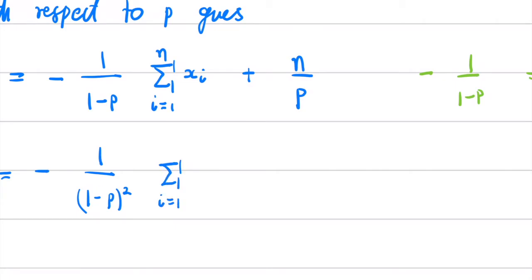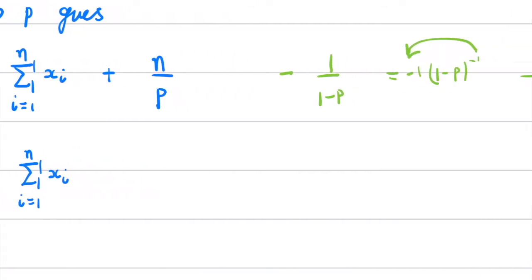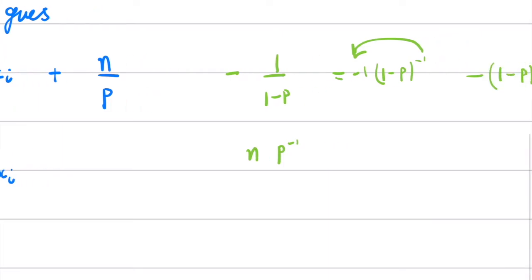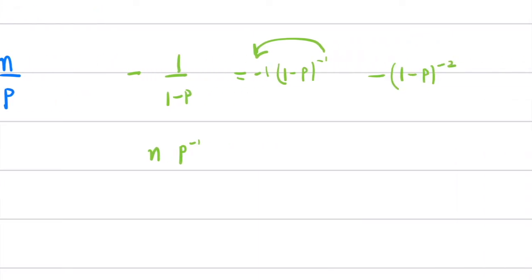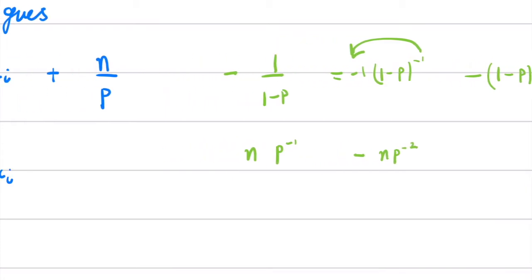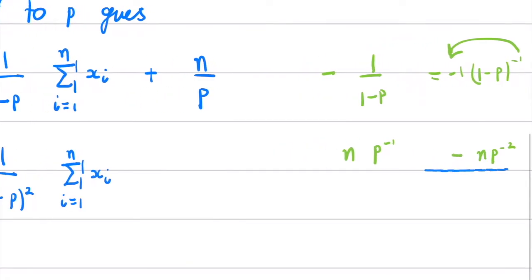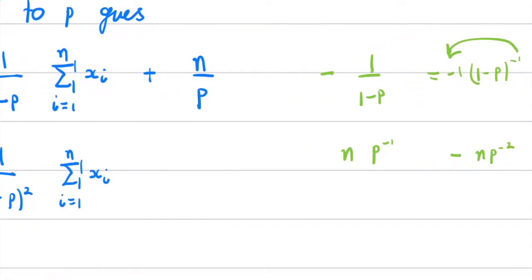Times the sum from i equals 1 to n of xi, and quite similarly, this expression here, you can think of that as n p to the -1. Bring the power down the front, negative n p to the -2, and take 1 off the power when differentiated. We go from here to here, and so then that actually can be simplified down to negative n on p squared.